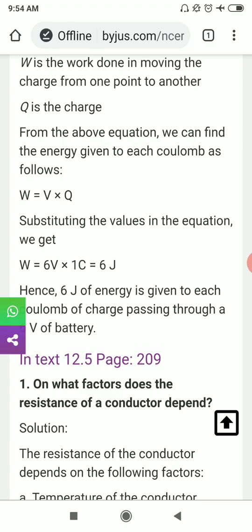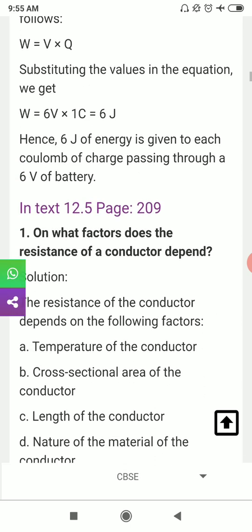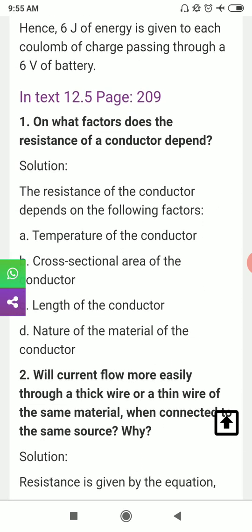Substituting the values in the equation, we get W equal to 6 volt into 1 coulomb charge. 6 into 1 is 6. So what is the work done? 6 joule. So write the answer. 6 joule of energy is given to each coulomb of charge passing through a 6 volt battery.